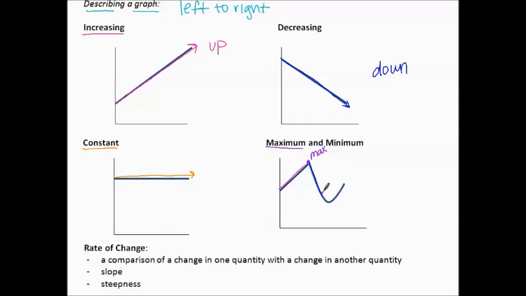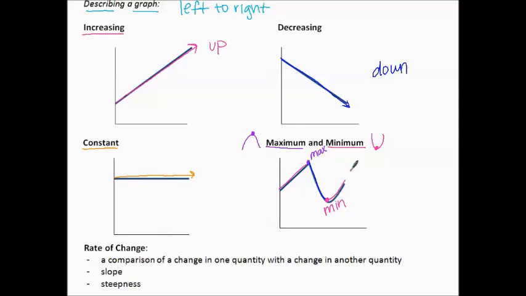You'll notice here, now we change from decreasing to increasing, and that point is known as the minimum. So your maximum is like a hill, and your minimum looks like a valley. Maximum from increasing to decreasing, minimum from decreasing to increasing.